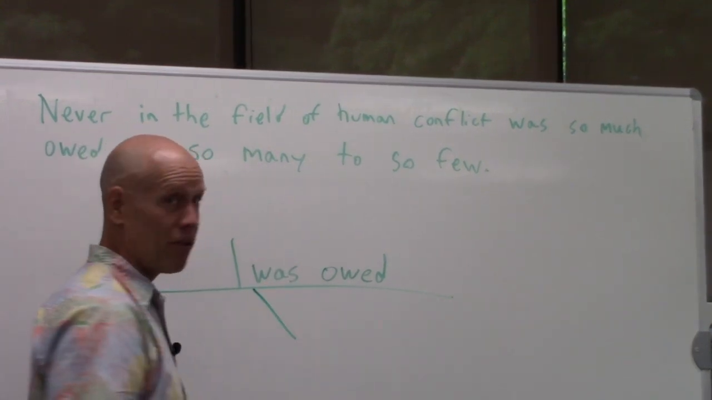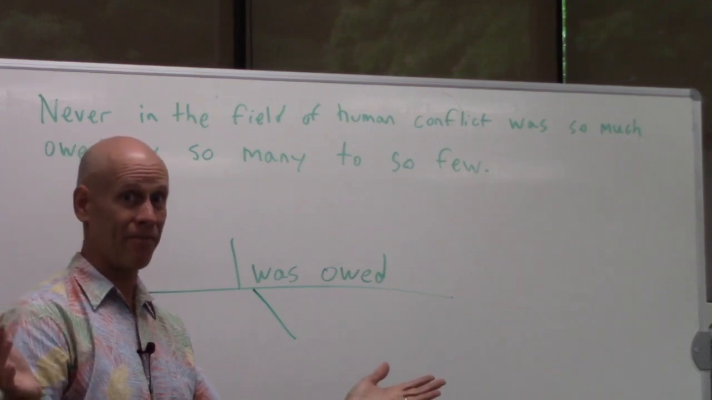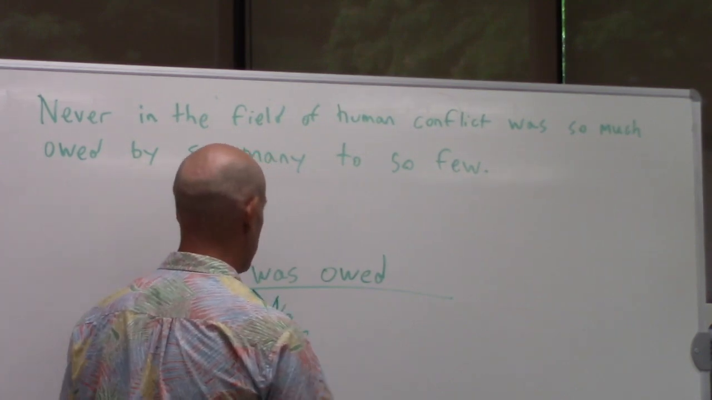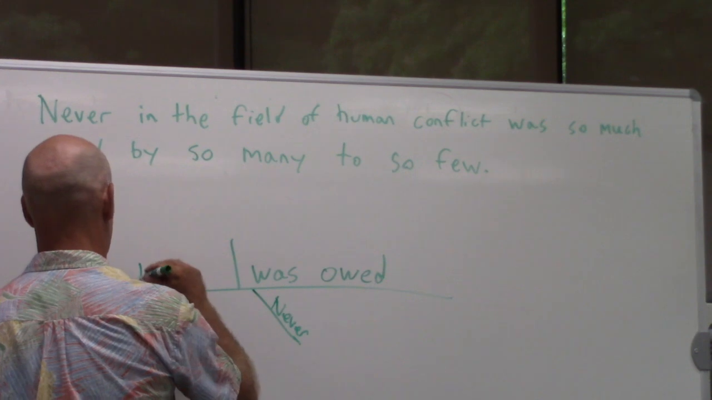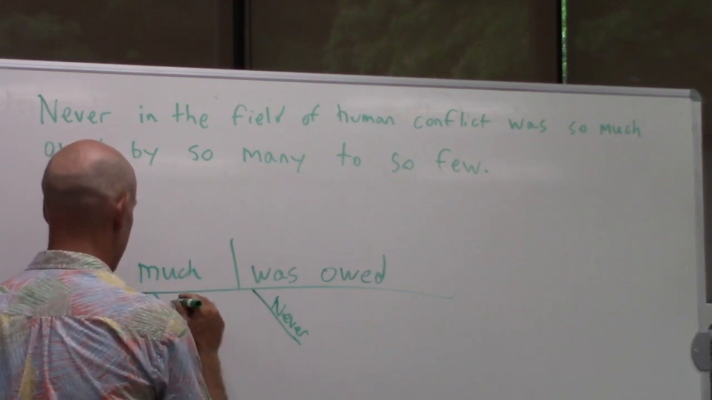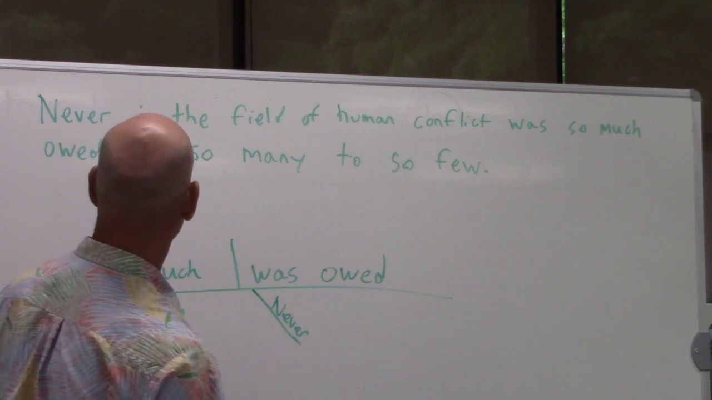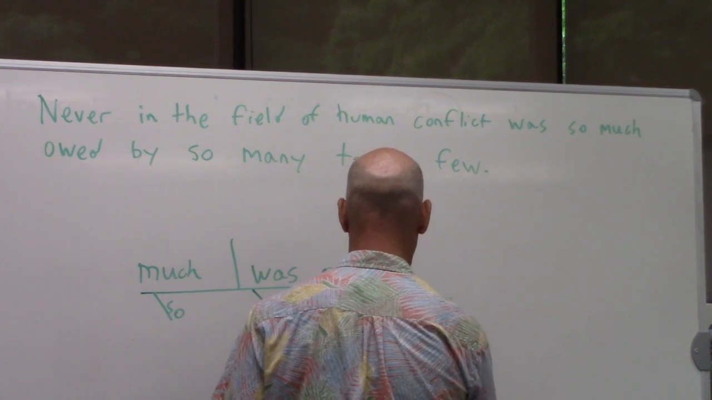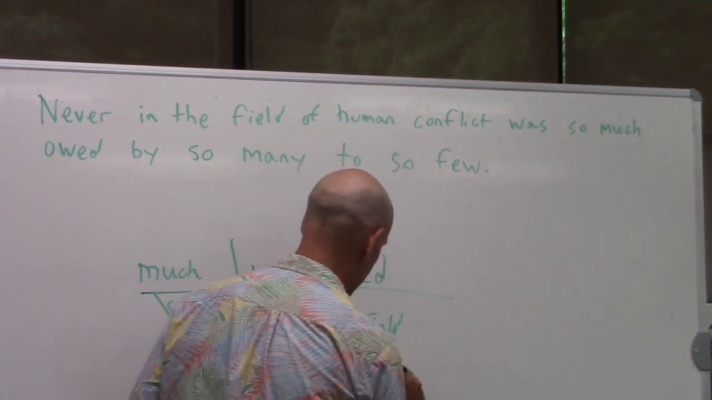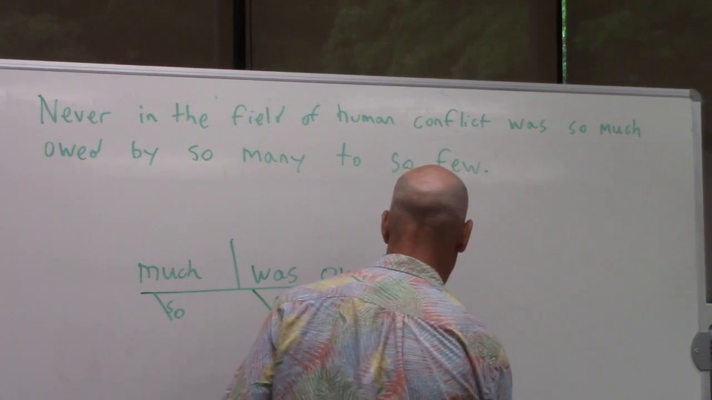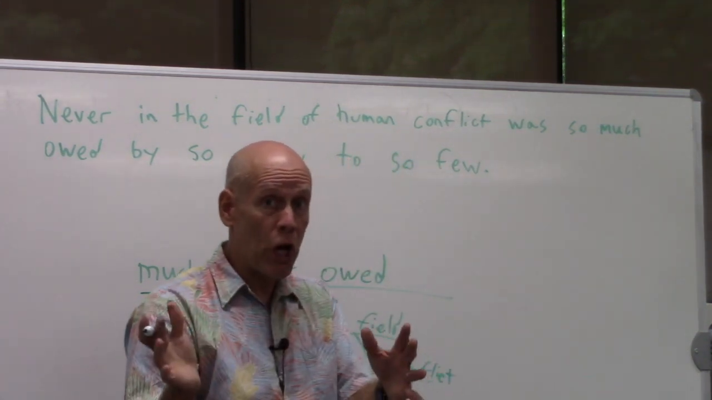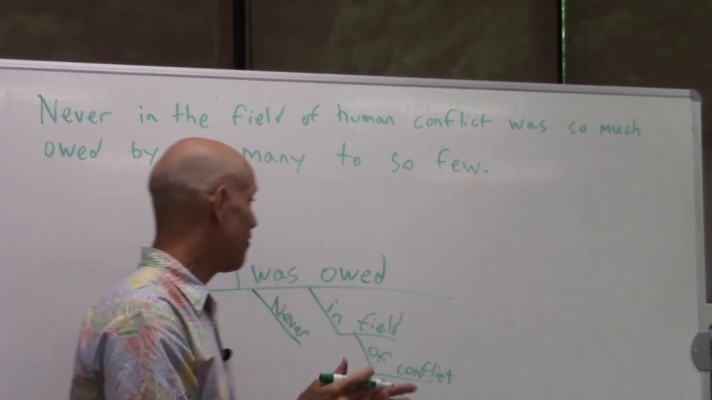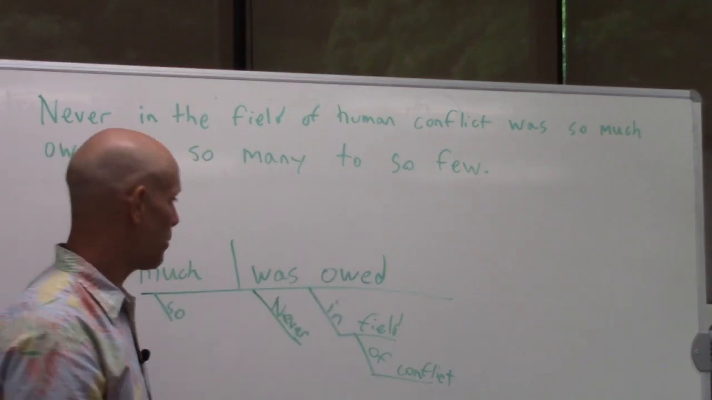Never, is that adjectival or is it time and place? Never. Time and place, right? All right, was so much is your subject. Much was owed, never, okay, it was owed where? Time and place, right? In the field. What kind of field? Of conflict. You hear me? I'm saying what kind, which one will answer. It'll be adjectival if it answers the what kind, which one question. If it answers time and place or how, it's going to be adverbial.